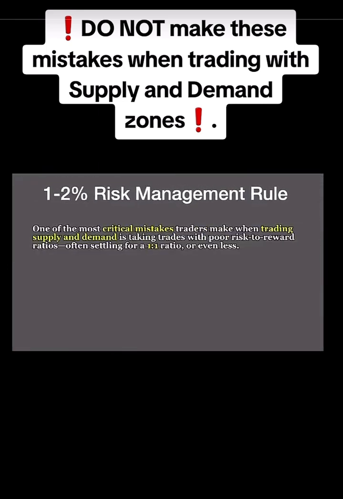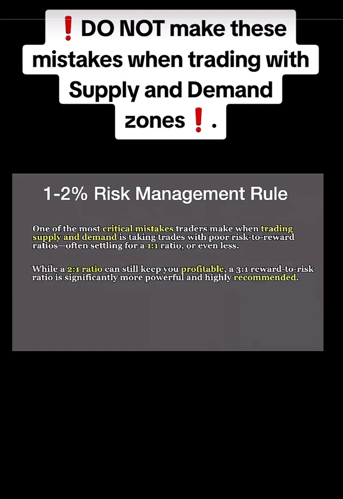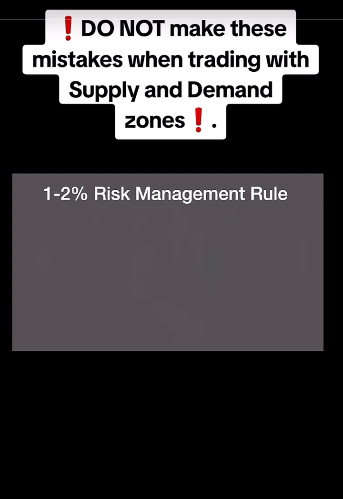One of the most critical mistakes traders make when trading supply and demand is taking trades with poor risk-to-reward ratios, often settling for a 1-to-1 ratio or even less. While a 2-to-1 ratio can still keep you profitable, a 3-to-1 reward-to-risk ratio is significantly more powerful and highly recommended. Let's clearly understand why this matters so much by combining it with the essential risk management rule.